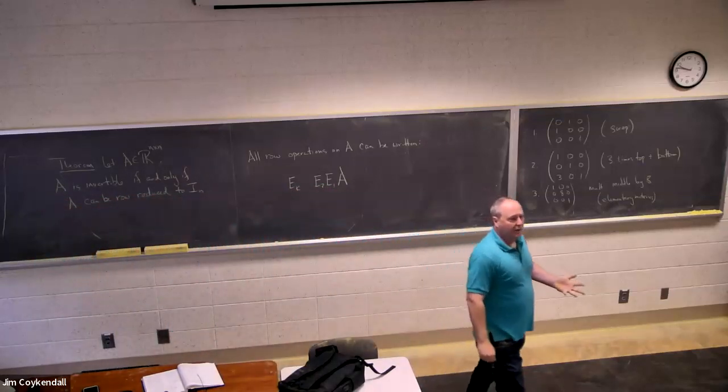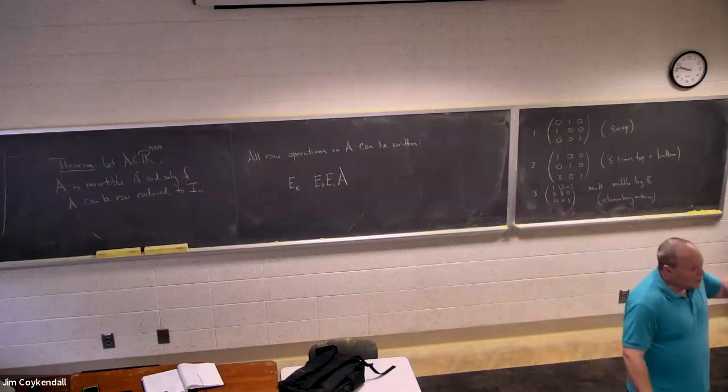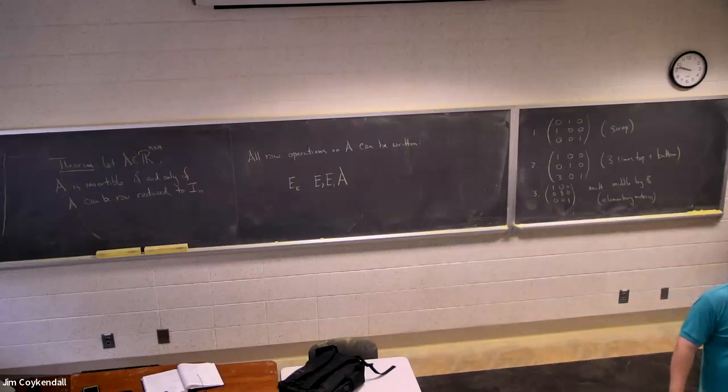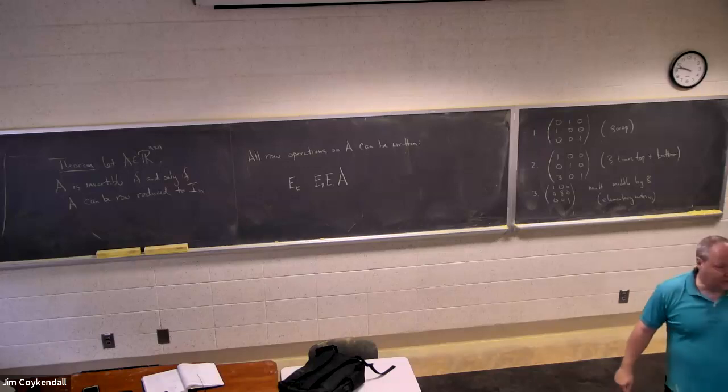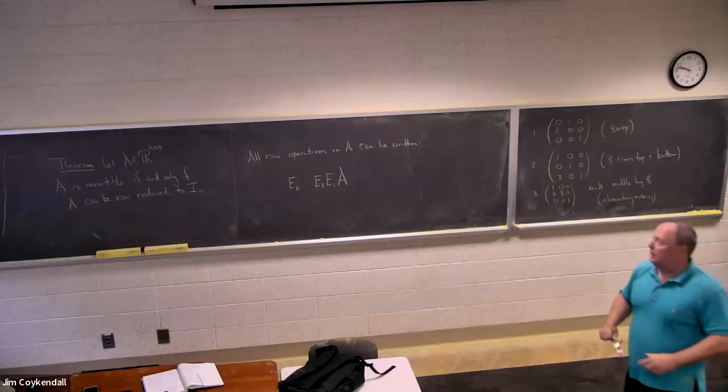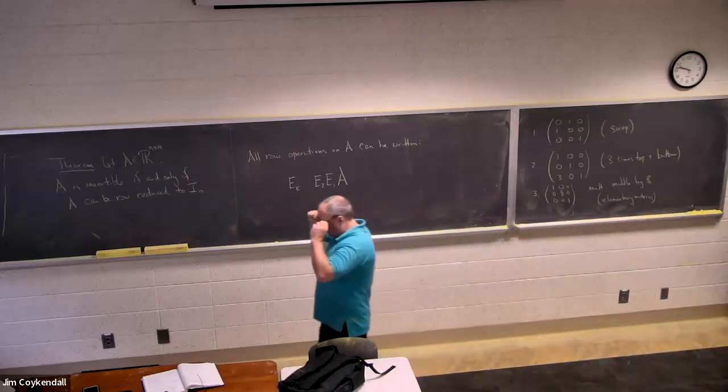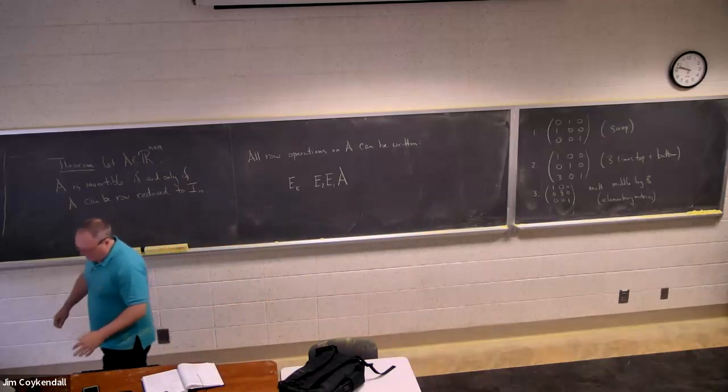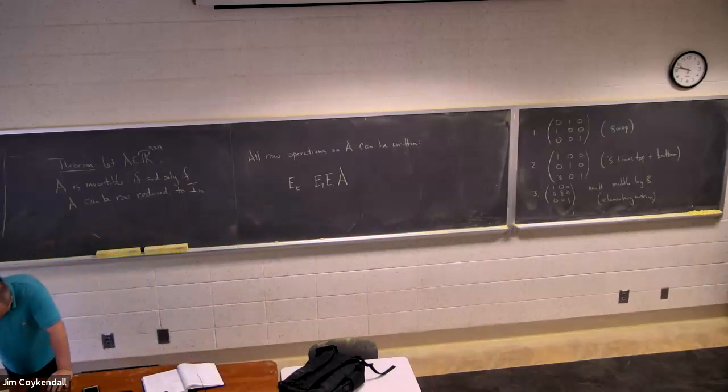So what does it mean to be invertible? It means you can do your row operations and eventually get to the identity matrix, right? Another way to put this is it has n pivots. It's a square matrix, so every column is a pivot column. That's a good thing to know about what it means to be invertible.